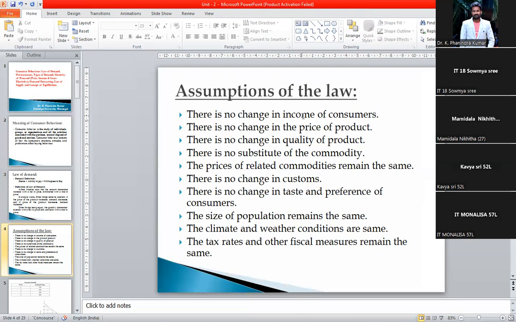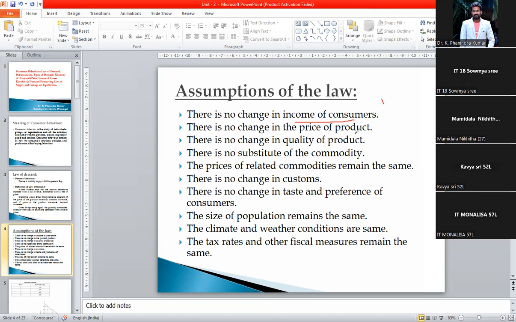What are those things? Income levels of the people, because when your income level changes, you try to purchase higher amounts of products. If your income level is 10,000, then you purchase only a cell phone up to 10,000. If your income level is 1 lakh or 2 lakhs, then your purchasing capacity will increase, and you will purchase higher amounts of product. That's why there should not be any change in the income levels of the people, as well as no change in the price of the product.